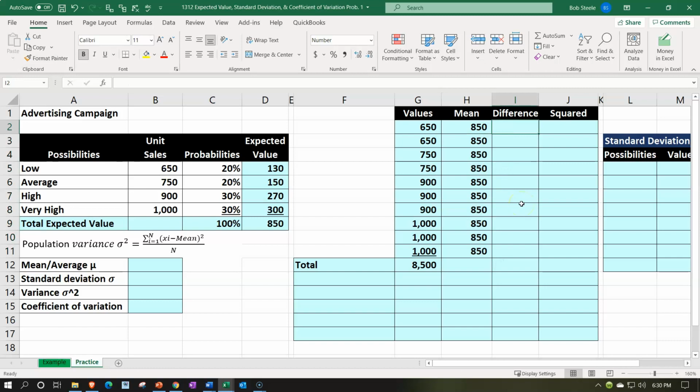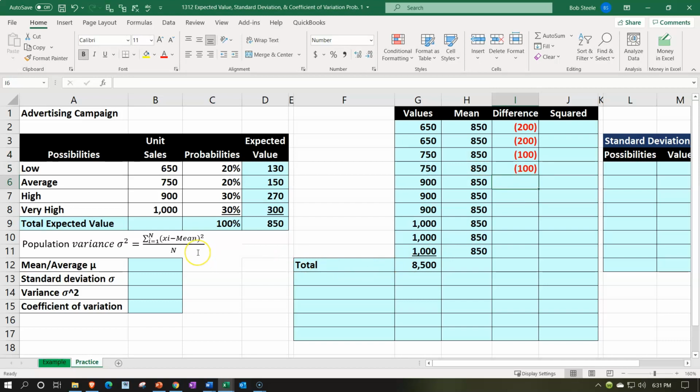Then we can look at the difference, right? The difference would be the 650 minus the 850. The difference here would be the 650 minus the 850 again. We have the 750 minus the 850. We have the 750 minus the 850.